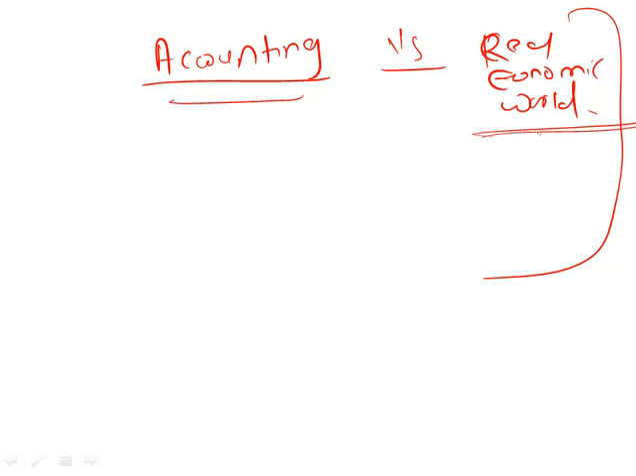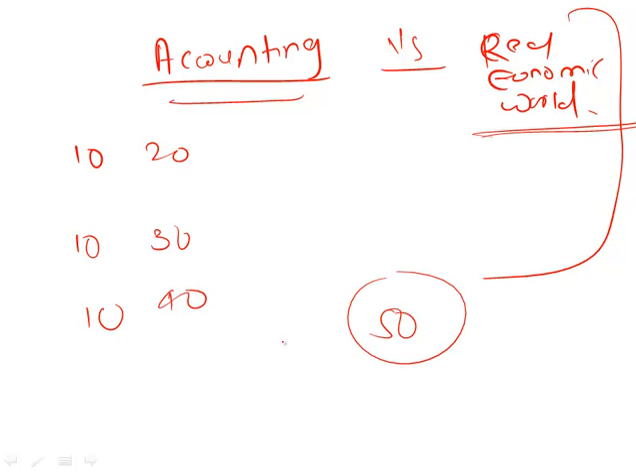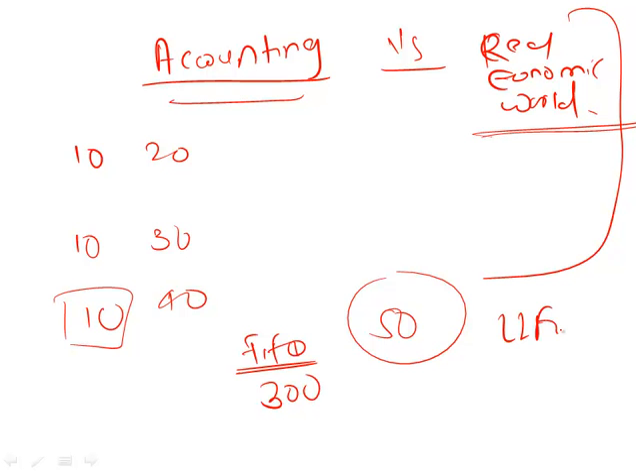What is happening currently is, if I have inventory of 10, 10 and 10, okay, price is 20, 30 and 40. Let's say I sell it for 50. So I sell 10 units for 50. If I am using FIFO, how much is my profit? I have sold 10 units. My profit is 300. If I use LIFO, how much is my profit? 100. If I ignore taxes, is there a difference in cash flow?